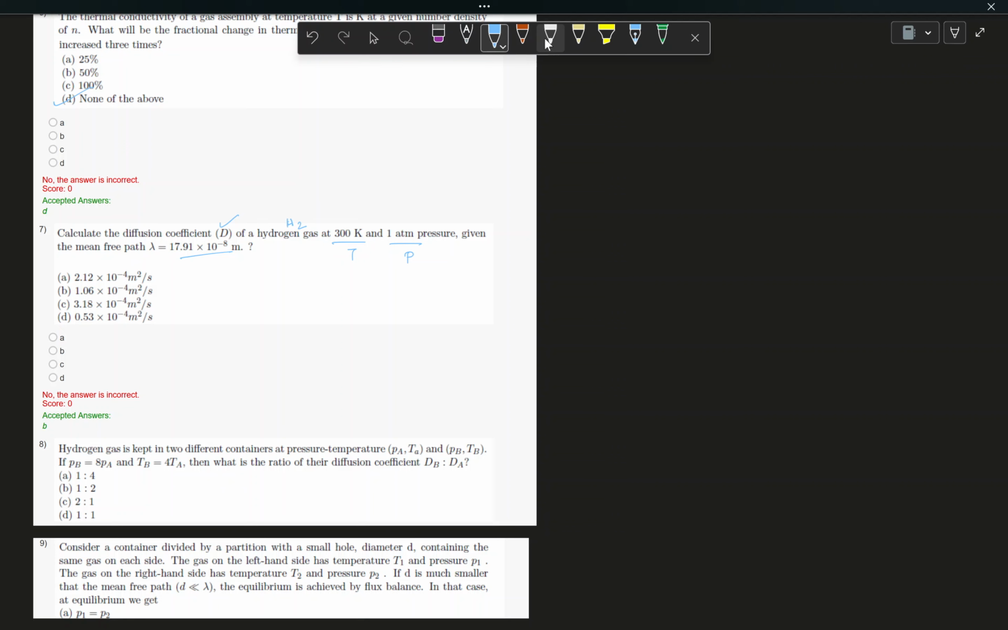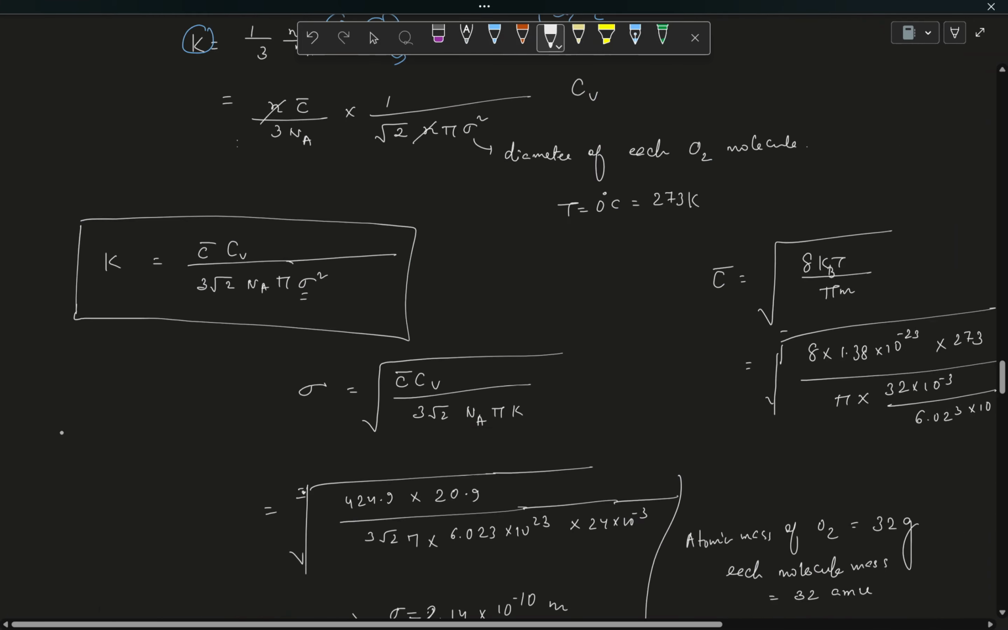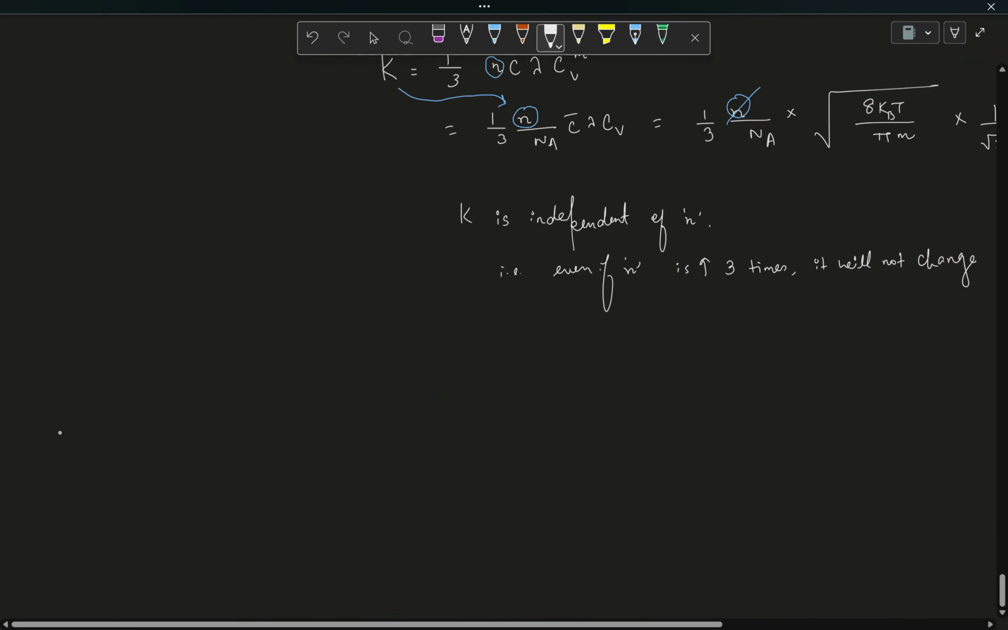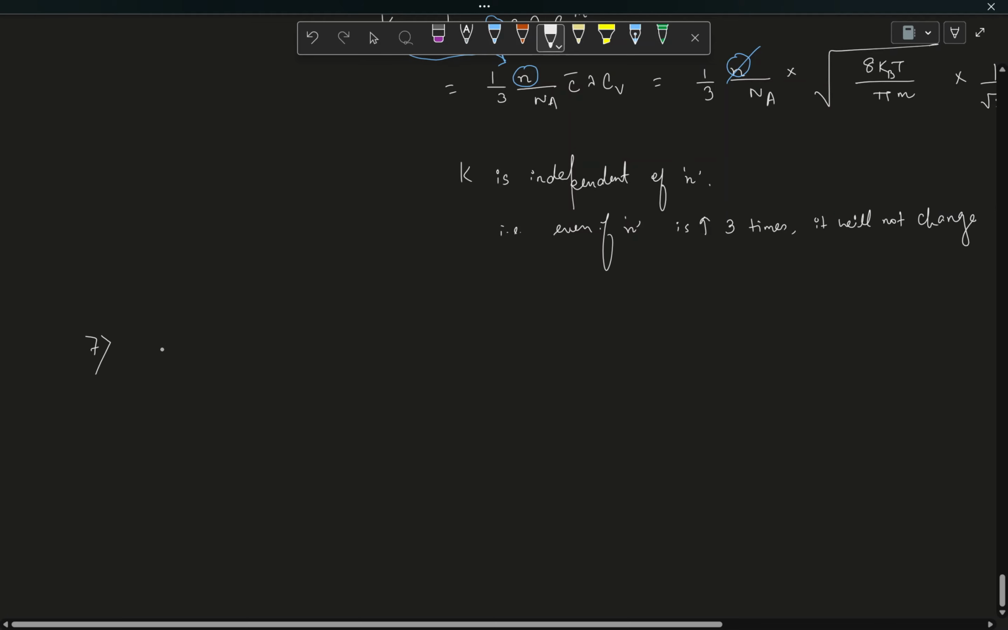So first of all, let me solve this. So lambda, remember lambda value is given as 17.91 times 10 to the power minus 8 meter.